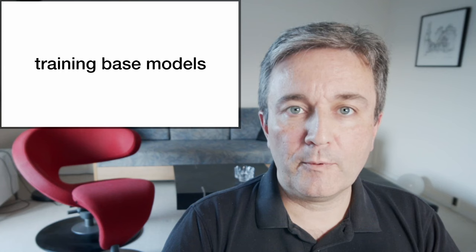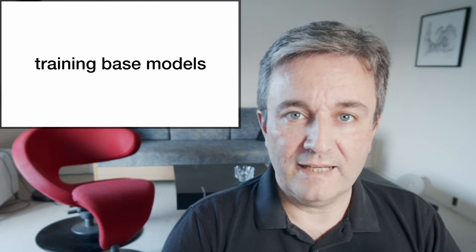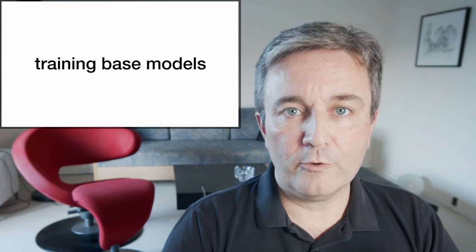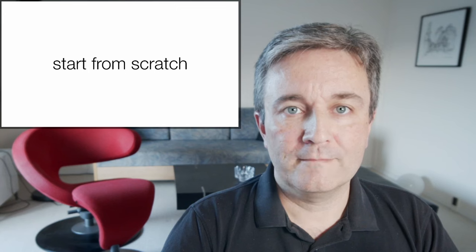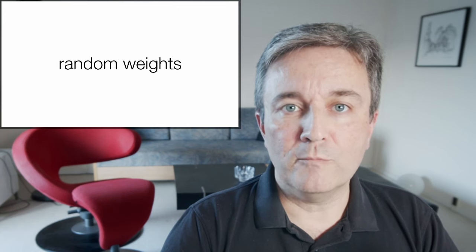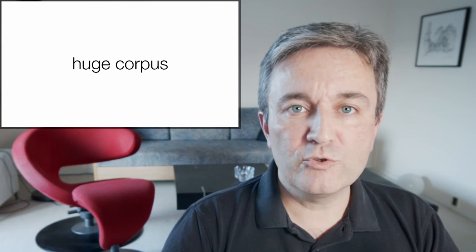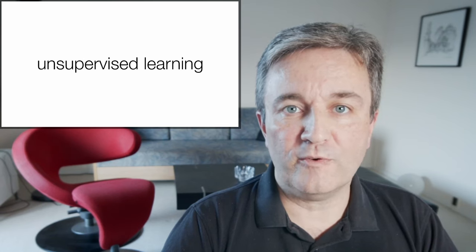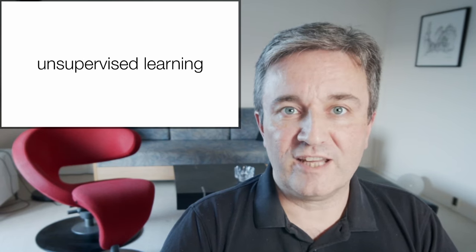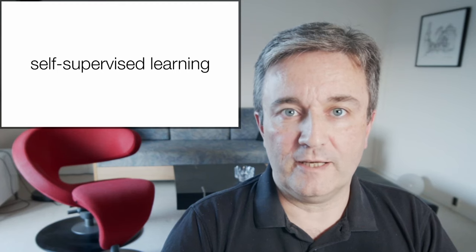To get a model that's capable of doing anything, you need to train it. And I'll start with talking about how you train the so-called base models. Here you start from scratch with a model that has random weights as initialization. And you take a huge corpus of raw text and do unsupervised learning on it, or if you want to get technical, it's called self-supervised learning.